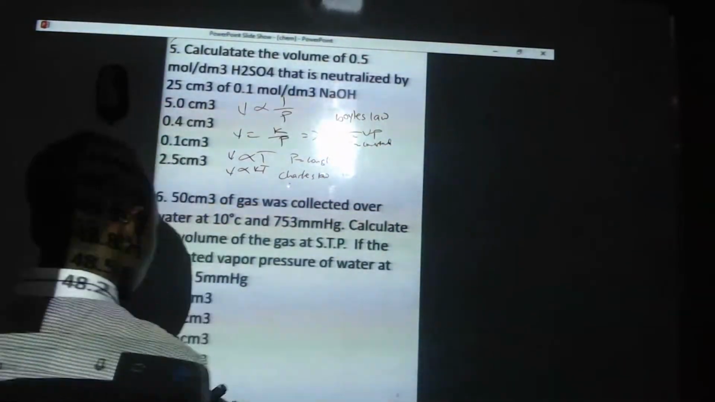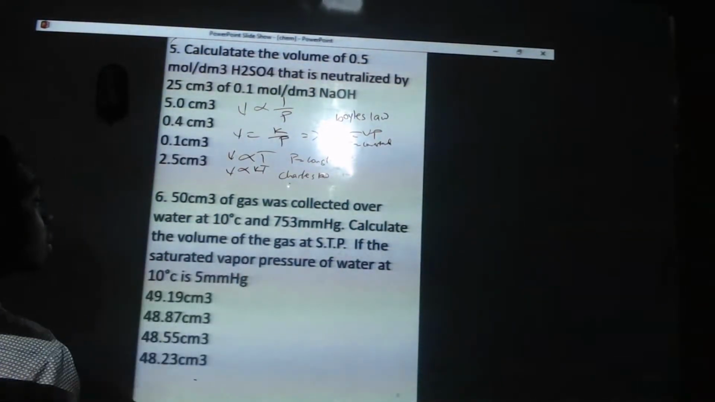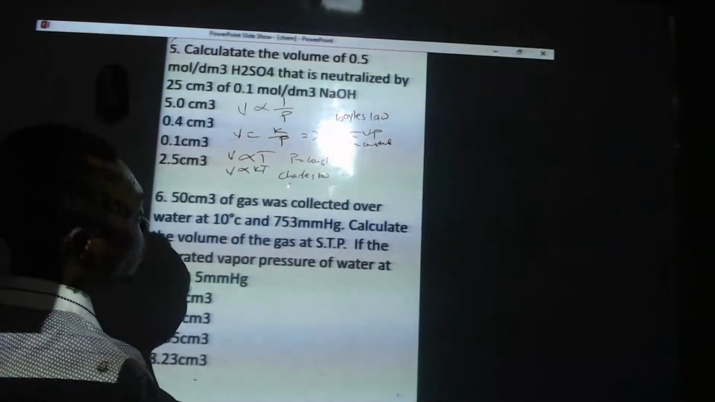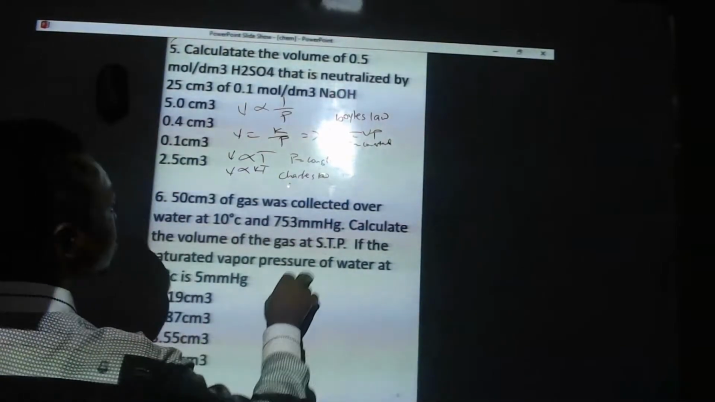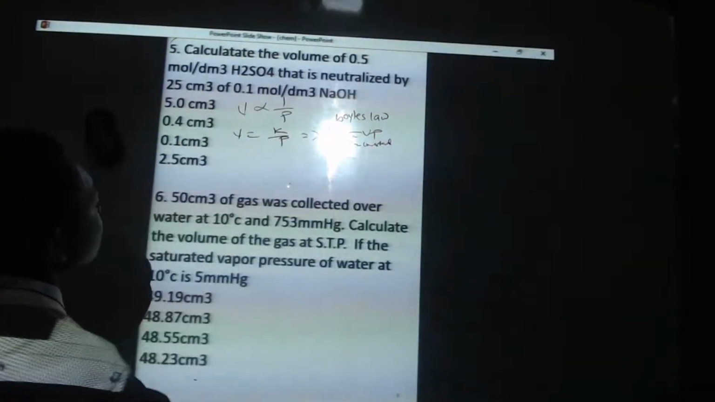Once you notice in the question that your temperature is constant, the same temperature, 10 degrees, it tells you that this is Boyle's law. If the pressure is the same, it tells you that that's Charles' law. So this is now Boyle's law.